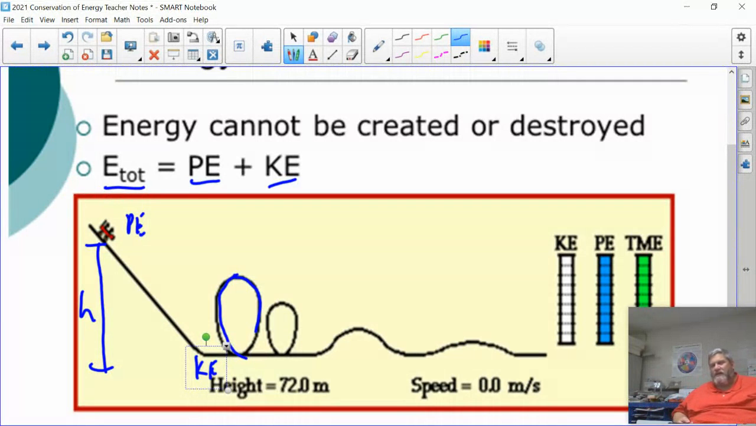But we know in real life, there's a lot of friction, air resistance, noise, and such, and all those cause losses. And so the potential energy at the top doesn't always equal the kinetic energy at the bottom. There are some losses, and we'll look at some examples of that in a minute.